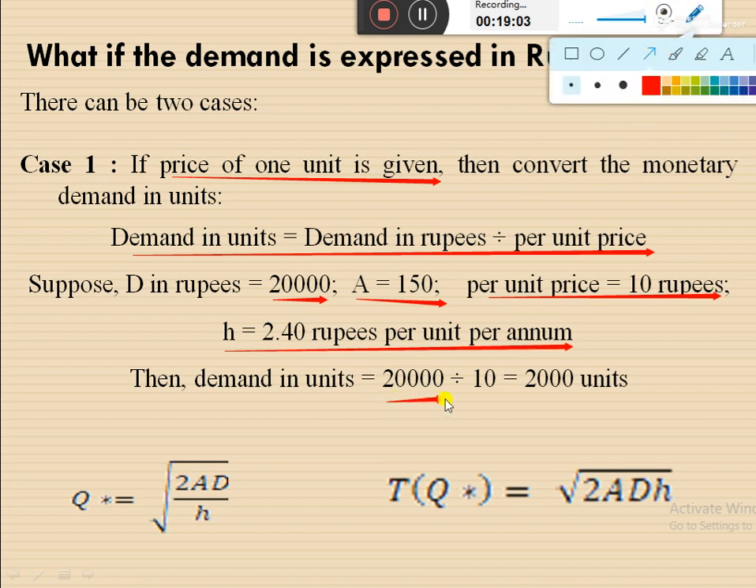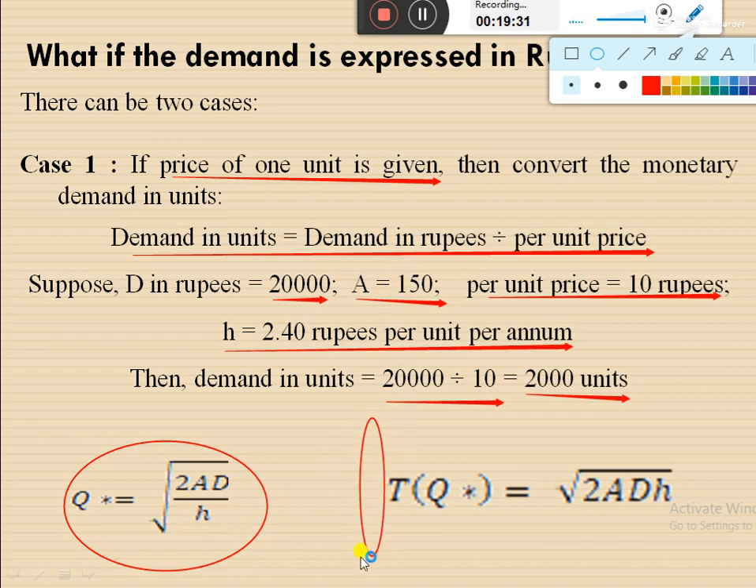So total demand in rupees divided by per unit price would be equal to 2000 units. After converting demand in terms of units, we can further calculate economic order quantity by using this formula, as the information is given in this question. And similarly, we can calculate total annual inventory cost by using this expression, as the values of A, D and H are given. So it is very easy to calculate the value of TC.